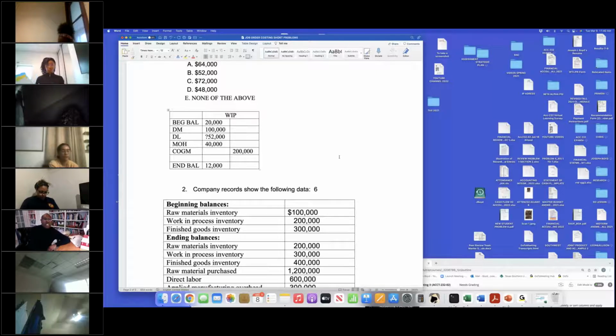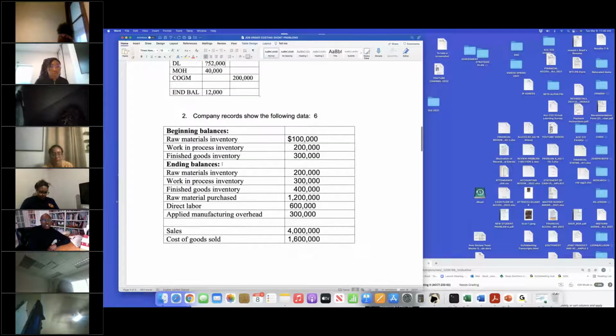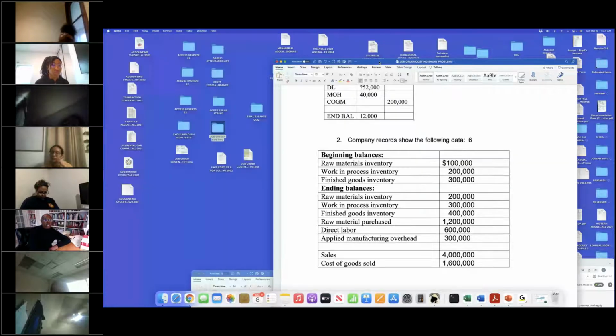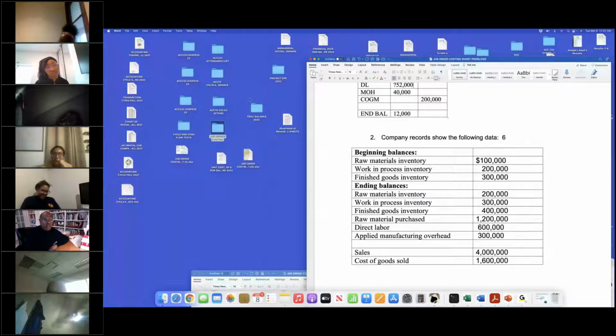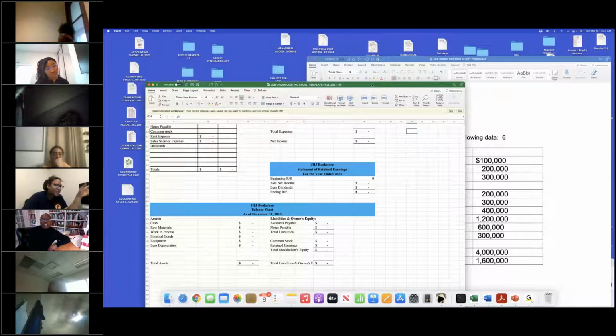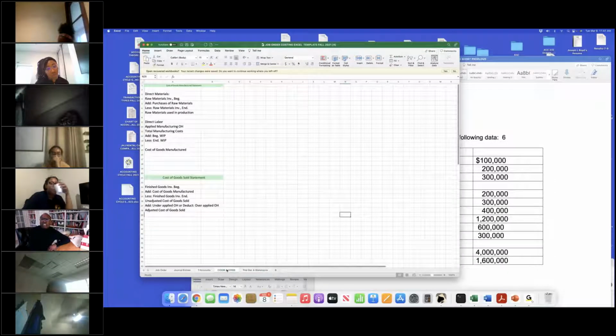Here's our next one. Company records show the following data, team six. Raw materials inventory, work in process inventory, finished goods inventory. Then we have the ending balances. Raw materials, work in process, finished goods, raw materials purchased, direct labor, applied manufacturing overhead, sales, and cost of goods sold. So do we see that? So what do we want to do? See, this will come up. Here's cost of goods manufactured and a cost of goods sold statement.